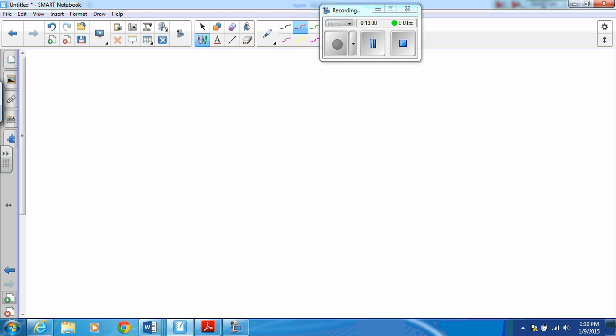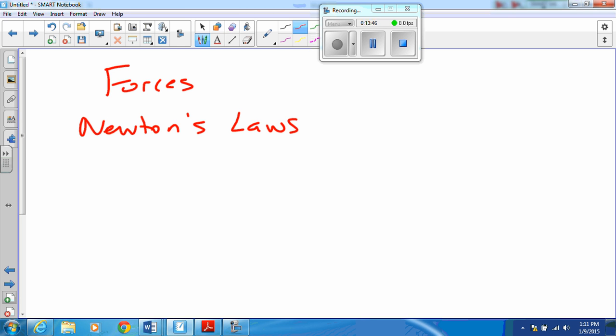Okay, let's see. Well, what causes an acceleration? Push. Force. Of course, that's exactly right. And that led us to Newton's laws and forces. Everybody needs to know Newton's laws by number.